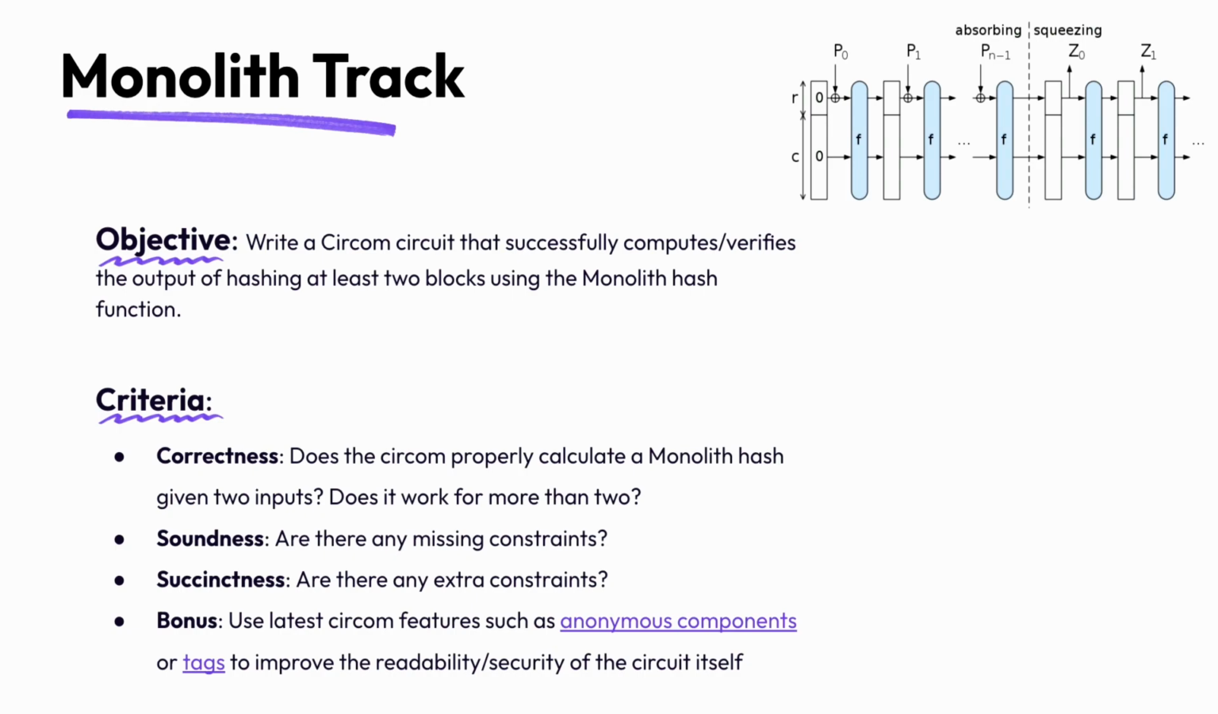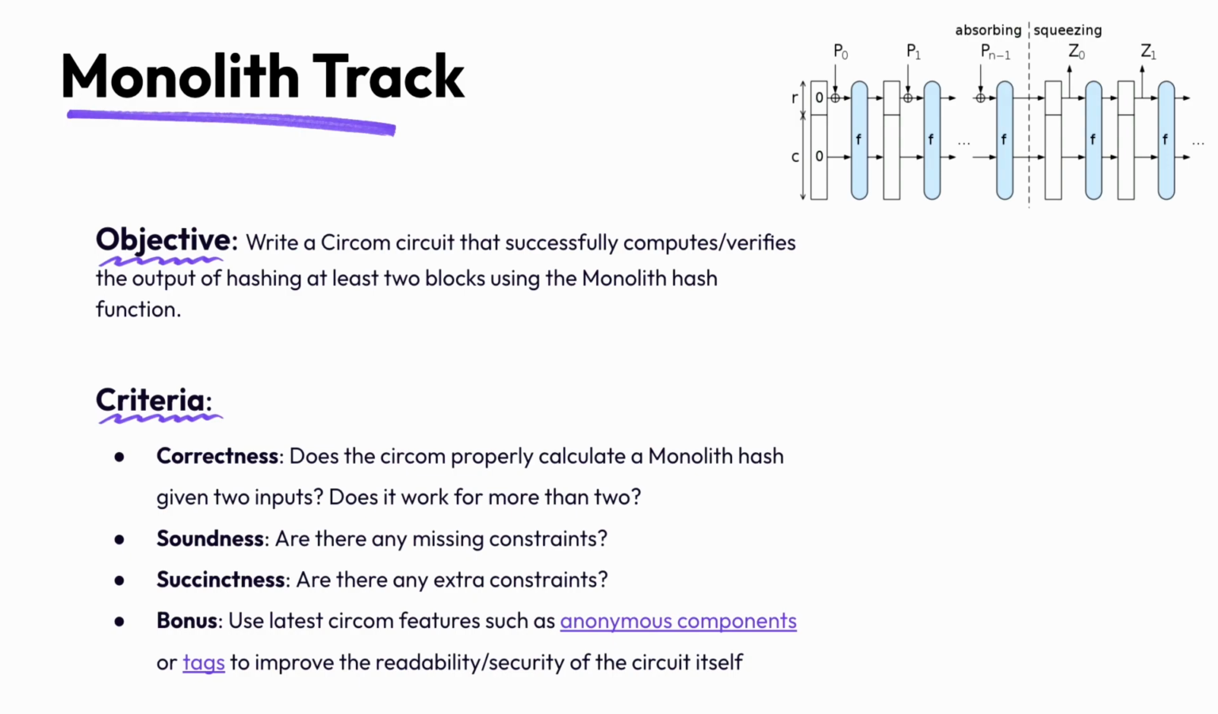So, basically the objective is to implement the Monolith hash function in Circom. But as I said before, if you take a look at PIL or you already know PIL and you're excited about this language, you can do it in PIL as well. PIL and Circom are very distinct in how you express constraints.